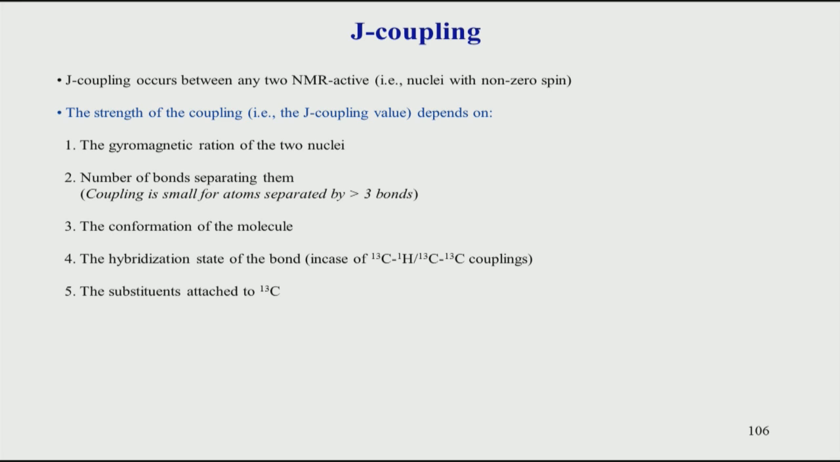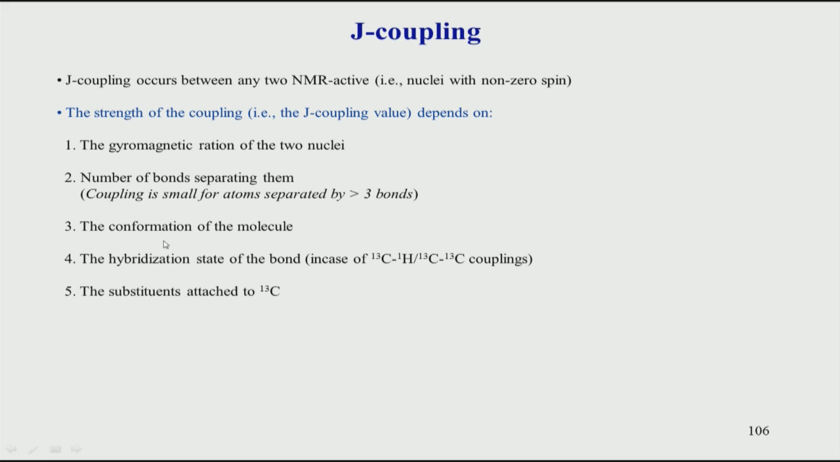Of course, one bond hydrogen-hydrogen coupling is not there. We talk about one bond hydrogen to carbon, which is very strong because it is one bond. So, the number of bonds separating two atoms matters for the coupling. We are not talking only about hydrogen coupling here, we are talking about hydrogen to X, that is a heteronucleus like carbon, nitrogen or any other. So, this is a general concept for any J coupling.